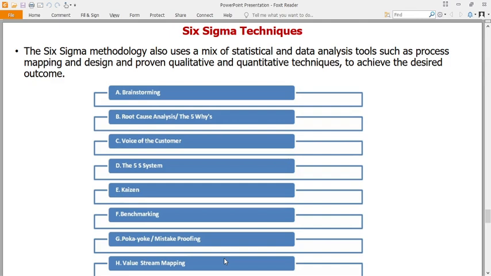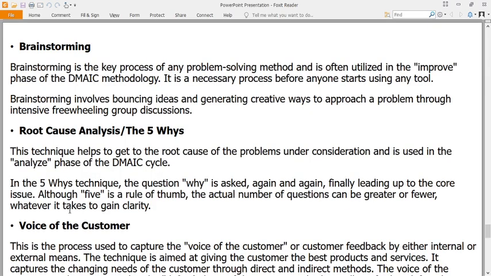So we have different techniques used when we use the Six Sigma methodology. And the first one is brainstorming. So here you brainstorm, you come up with different creative ways of solving a problem. Then the other technique is root cause analysis, or the 5 whys. So here you ask yourselves, why did the problem happen? Why is it like this? So as you're asking that why, you're able to get the root cause.